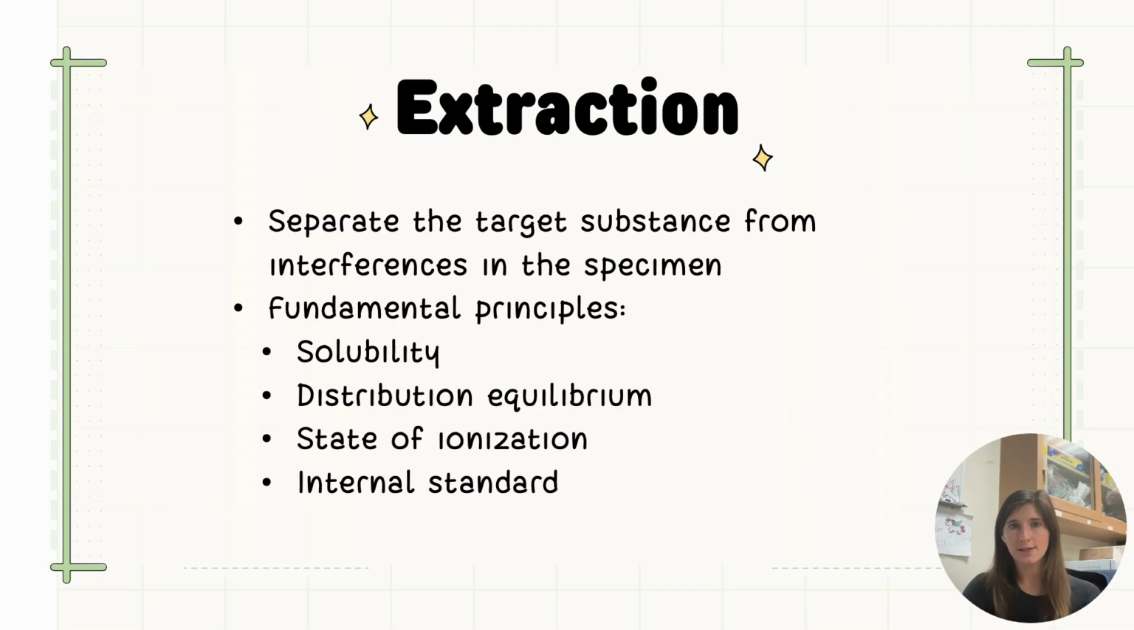Now we're going to talk about extractions. So extractions is pretty much just the separating of a target substance from interferences within the sample. The fundamental principles, there's a lot of them, but some of them that I wanted to highlight are solubility, distribution equilibrium, state of ionization, and then the introduction of the internal standard. So the solubility is the ability of a substance to dissolve in a particular solvent. The solubility of a substance depends on the chemical and physical properties of both solute and solvent.